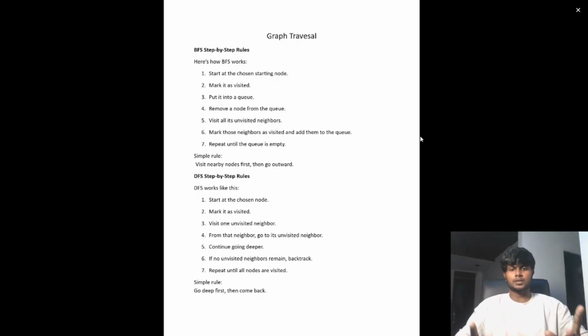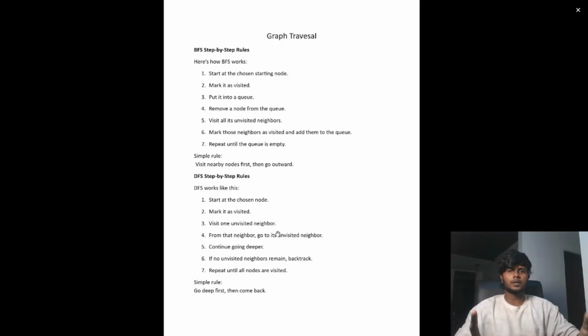Going to explain graph traversal, focusing on two important algorithms in computer science: breadth first search, known as BFS, and depth first search, known as DFS. Before we begin, let's first understand what a graph is. A graph is a data structure made of vertices, which we also call nodes, and edges, which connect those nodes. Graphs are widely used in real world applications such as GPS navigation, social media networks, and search engines.